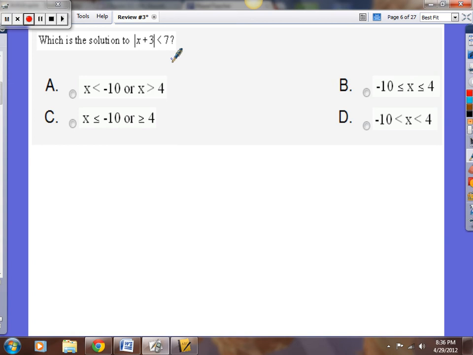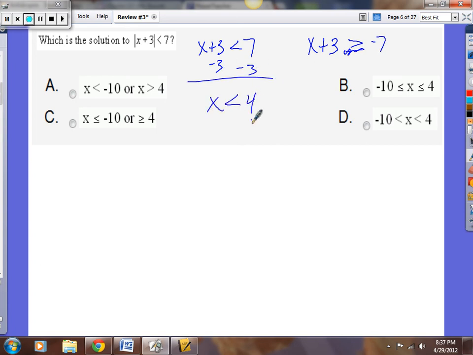There's two directions you could go. Move number 1, you just set it up and solve it as it is. Move number 2, you set it up, you flip the inequality, whoops, it's just greater than, and then you solve it for the opposite, solve it for negative 7. So if I minus 3, the first one is going to be x is less than 4. Second one, minus 3, x is going to be greater than negative 10.